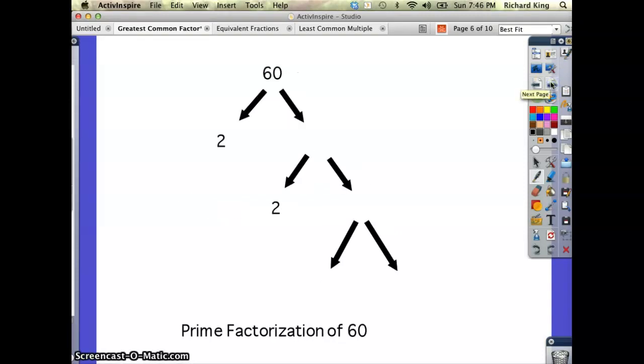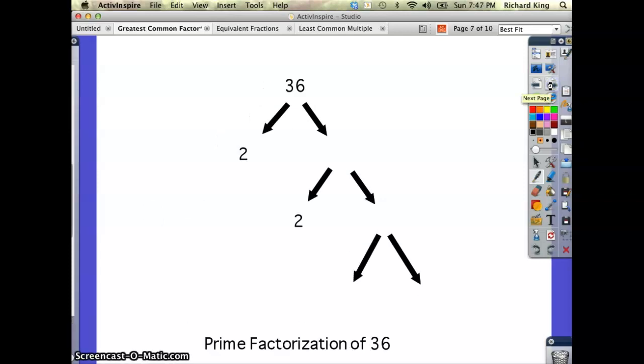Next we'll go to 60. 60, again starting with 2, goes 30 times. 30 is divisible by 2, goes 15 times, and 15 is divisible by 3 and 5. So then 2 times 2 times 3 times 5 are the prime factors of 60. And 36, again with 2, goes 18 times. 18 divided by 2 goes 9 times, and then 9 is divisible by 3 and 3. So our prime factors are 2 times 2 times 3 times 3.